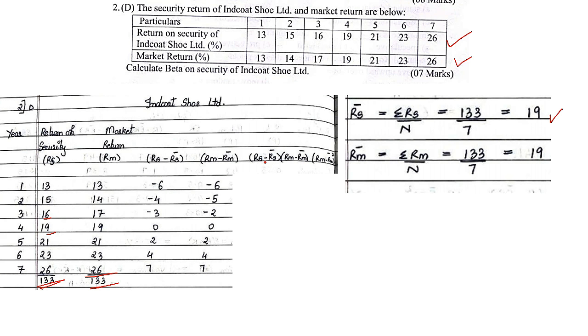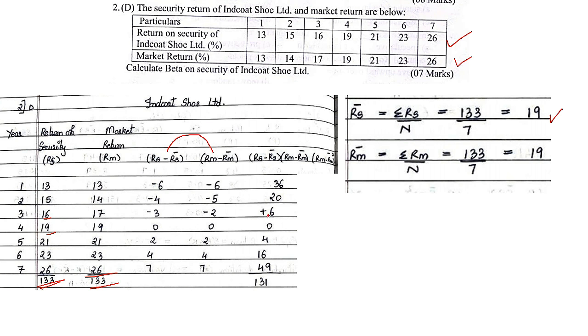Next column is RS minus RS bar into RM minus RM bar. So we need to multiply these two columns. So minus 6 into minus 6 is positive 36, 20, 6, 0, 4, 16, 49, and I need the total of this particular column, which comes to 131.